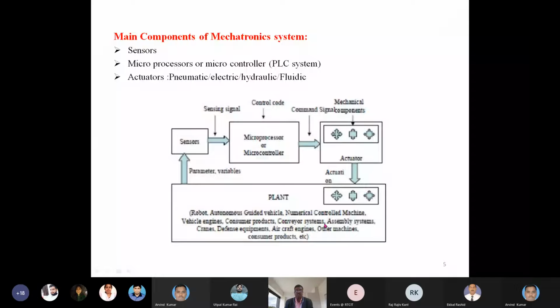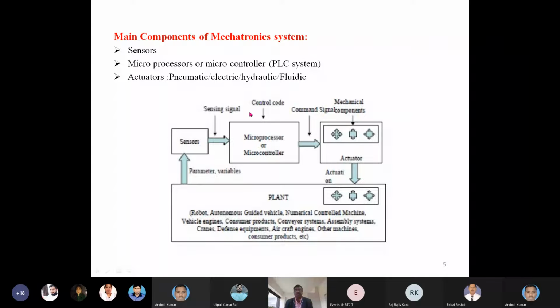Similarly, all kinds of things can be a process, and in this process the parameters are continuously varying and are monitored by the sensor system. These sensors take the parametric variation and generate an appropriate sensing signal to the microprocessor controller, which generates an output signal to the actuator. The actuation will be carried out and that will be implemented in the system.